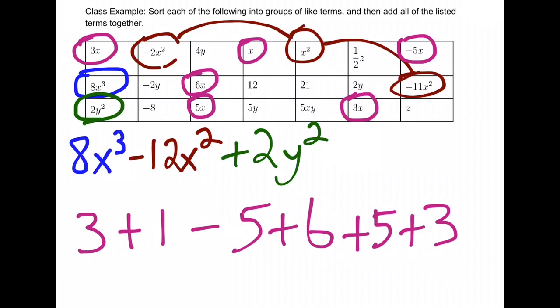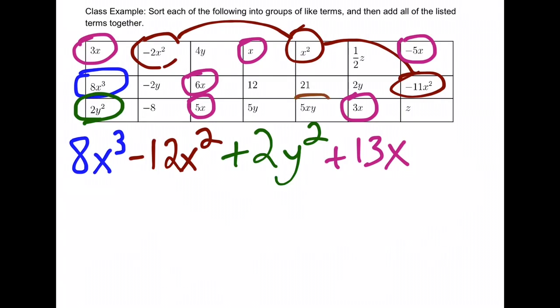Next up, I have circled all of my x terms in pink, and I wrote out the coefficients down here at the bottom. The reason why we do the x terms next is because all of the variables have an invisible degree or exponent of 1. Within all of the exponents of 1, we will proceed in alphabetical order. So 3 plus 1 is 4, minus 5 is negative 1, plus 6 is 5, plus 5 is 10, plus 3 is 13. We can write this as plus 13x.